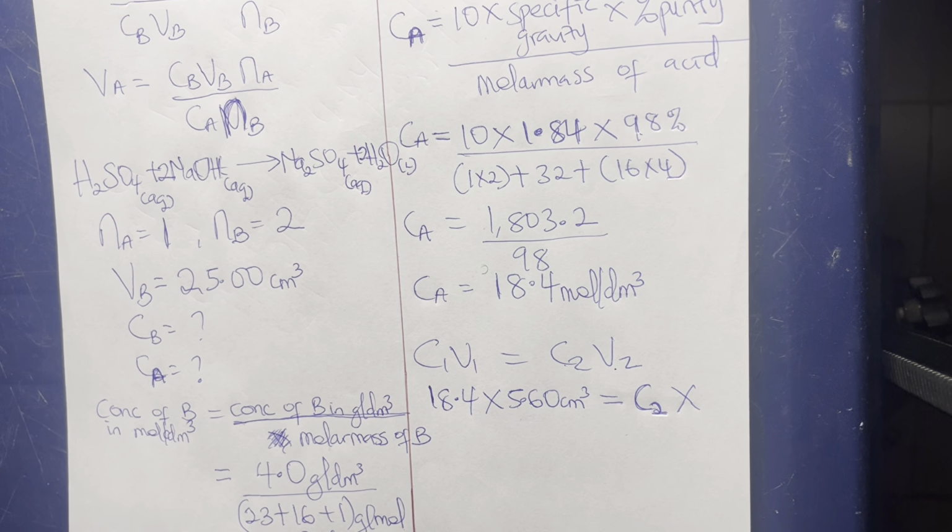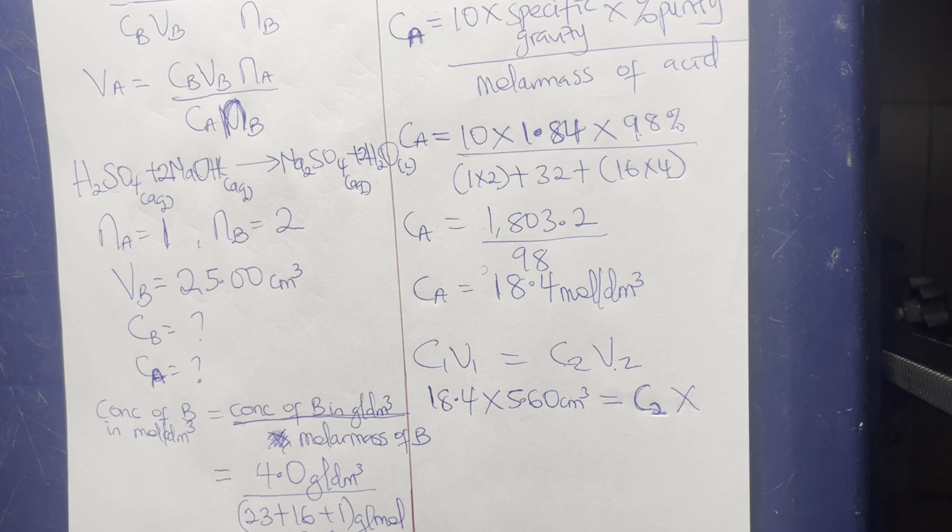994.4 cm cube. Mind you, you pour acid inside water. You don't pour water inside acid. Those are the laboratory safety rules. This particular step is for the teachers. So you need to get distilled water of 994.4 cm cube.